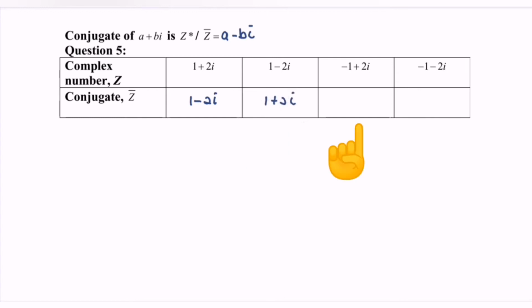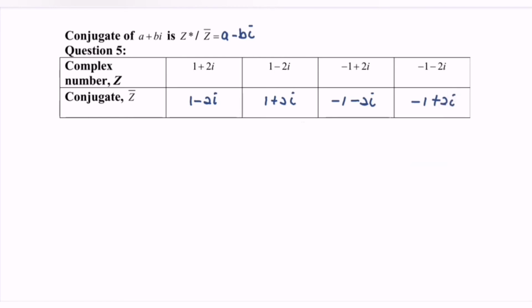The third one is z equals -1 plus 2i, and the conjugate for z equals -1 plus 2i would be -1 minus 2i. The final one, z equals -1 minus 2i. The conjugate for z equals -1 minus 2i would be -1 plus 2i.